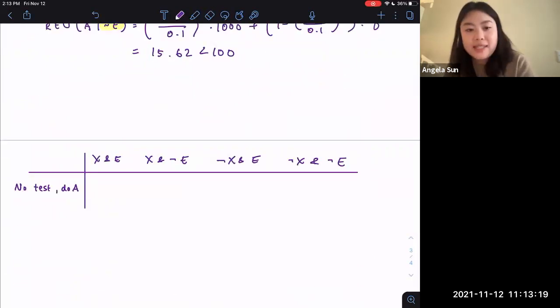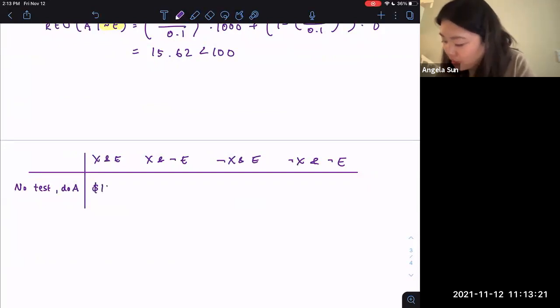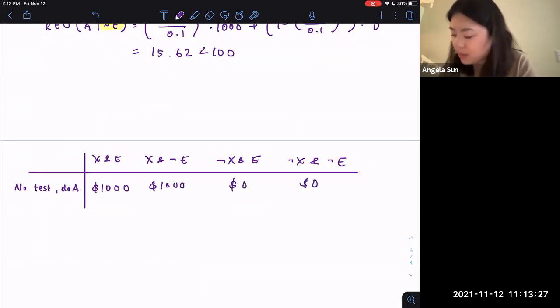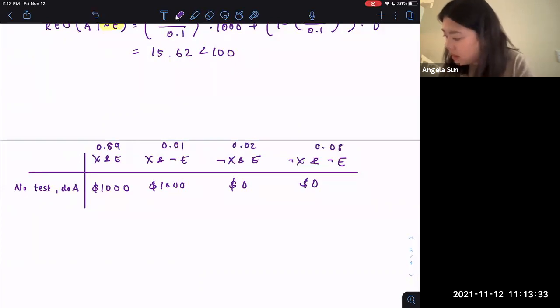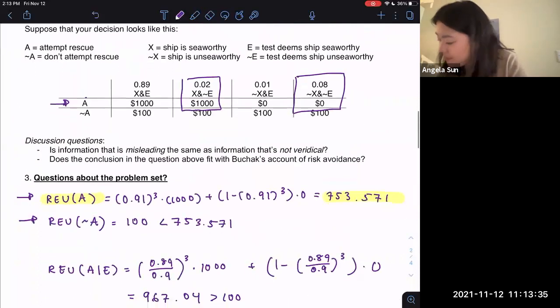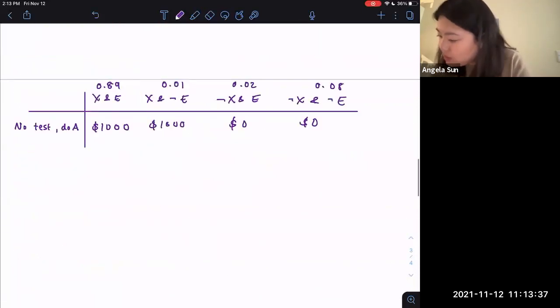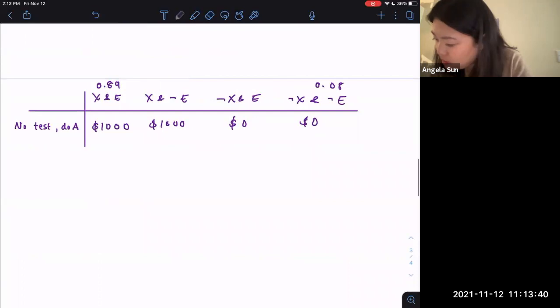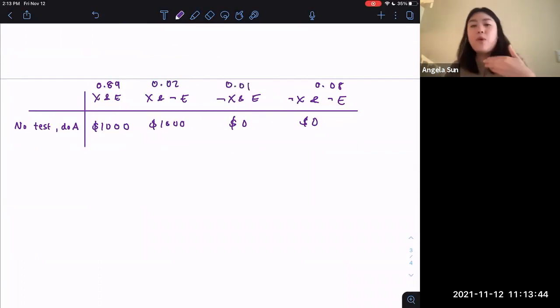So if we don't do the test and we choose A, then we get the following payouts. And this is just copied from the table above. And then we have the probabilities. I think those are all right. Let me check. Yeah, okay. Oh, these two should be reversed. Okay, so one option is to not do the test and just do A.